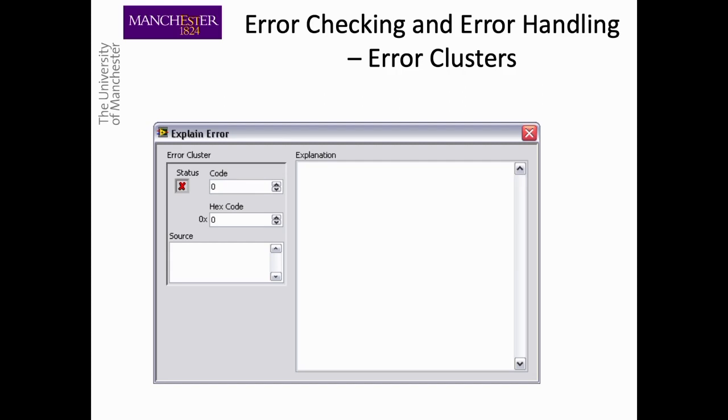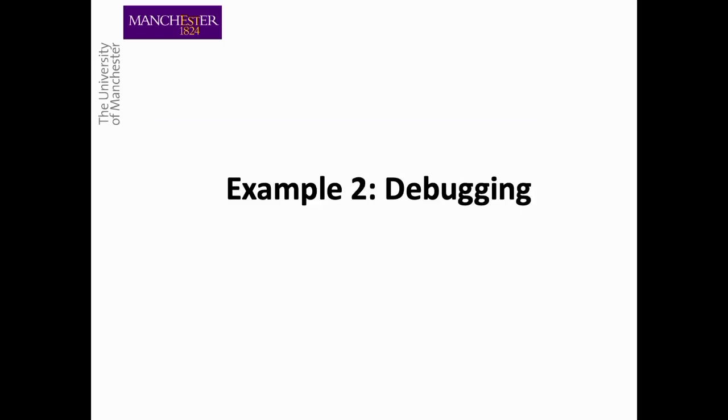So use the error cluster controls and indicators to create error inputs and outputs in sub-VIs. The error in and out clusters include the following components of information. So the status, which is the Boolean, the true or false, a code, which is a 32-bit signed integer that identifies the code. Usually when I get one of these and I run it, I just go to Google and search LabVIEW code, whatever, and it'll give me a web page that tells me what the problem is. And also the source, which is a string that identifies the error that has occurred.